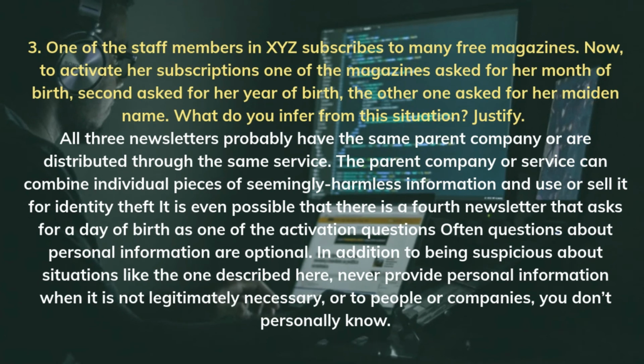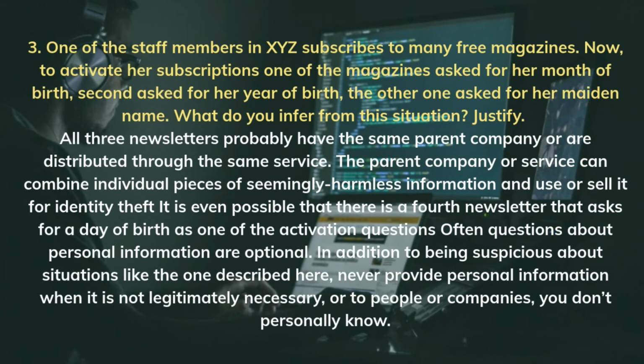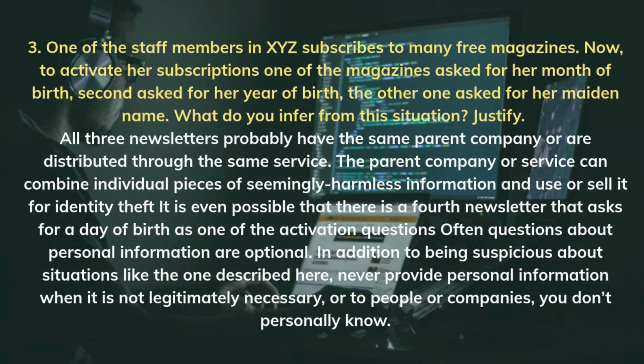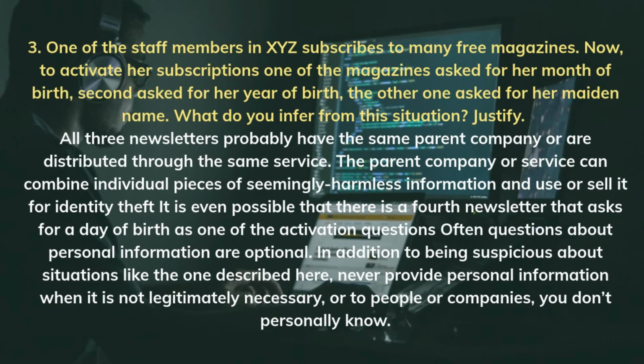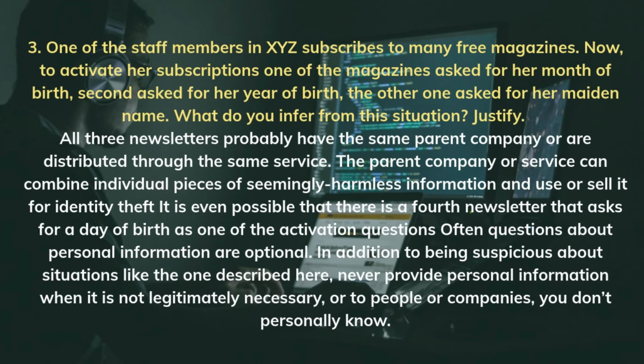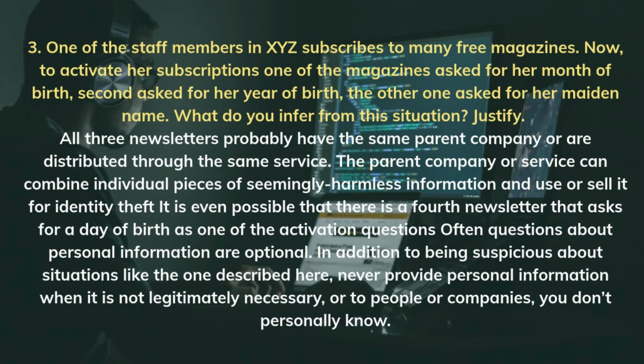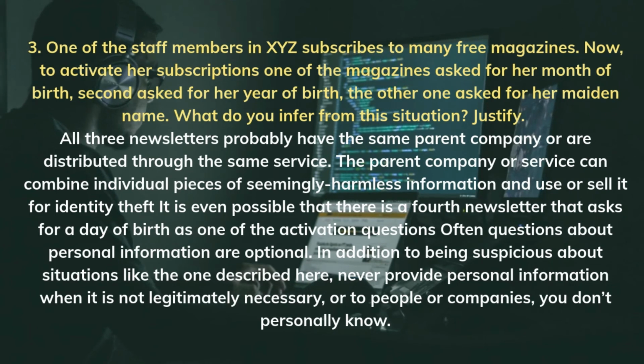3. One of the staff members in XYZ subscribes to many free magazines. Now, to activate her subscriptions, one of the magazines asked for her month of birth, the second asked for her year of birth, the other one asked for her maiden name. What do you infer from this situation? Justify. All 3 newsletters probably have the same parent company or are distributed through the same service. The parent company or service can combine individual pieces of seemingly harmless information and use or sell it for identity theft. It is even possible that there is a 4th newsletter that asks for the day of birth as one of the activation questions. Often questions about personal information are optional. In addition to being suspicious about situations like the one described here, never provide personal information when it is not legitimately necessary, or to people or companies you don't personally know.